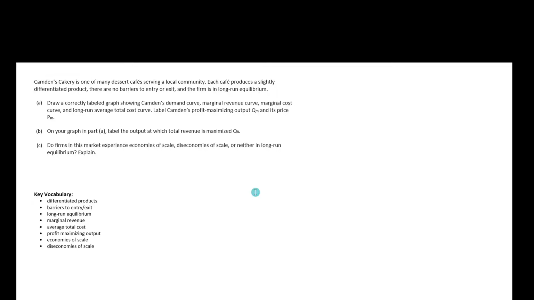So the question stem tells us Camden's Cakery. So a cakery, I guess, is some kind of cake shop, cafe. So Camden's Cakery is one of many dessert cafes serving a local community. Notice how dessert is spelled. It's not desert, it's dessert.